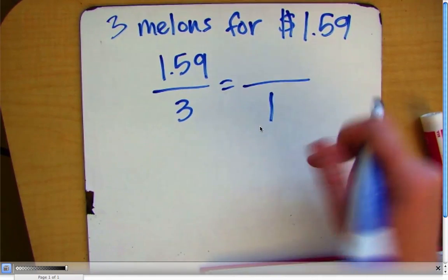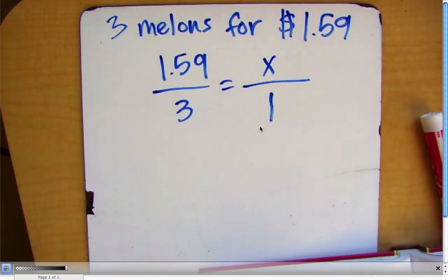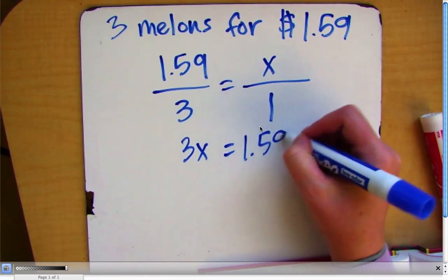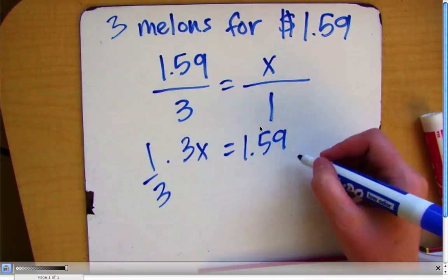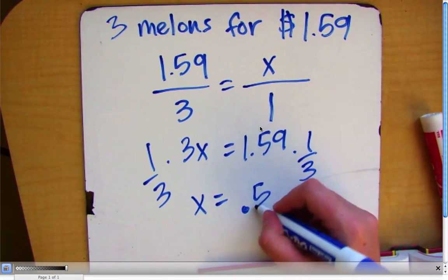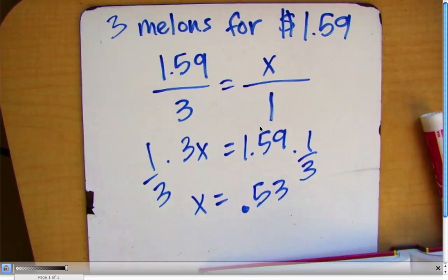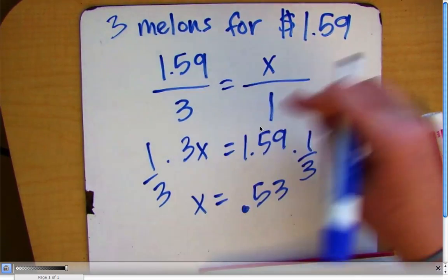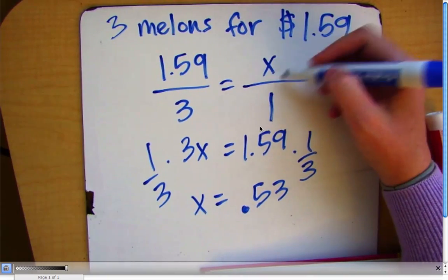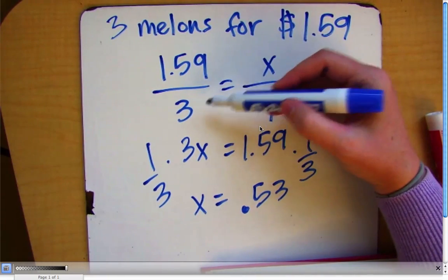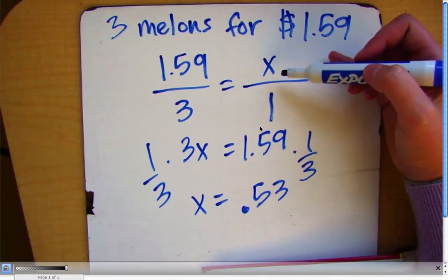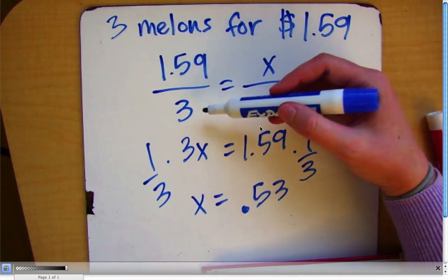Okay. Now we can use our cross products like we were doing before to figure this out. But as you see, we end up just dividing the two numbers that were being divided over there anyway, because a number over 1 is just that number. Right? $1.59 divided by 3 is really just equaling our x, because x over 1 is just x. So I'm okay with you just going ahead and dividing that out.